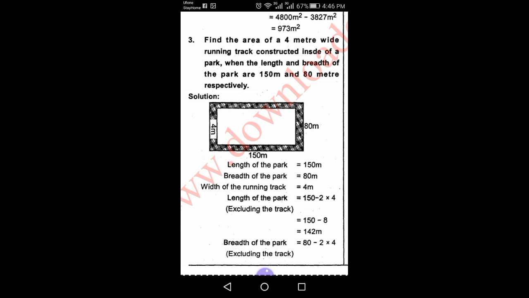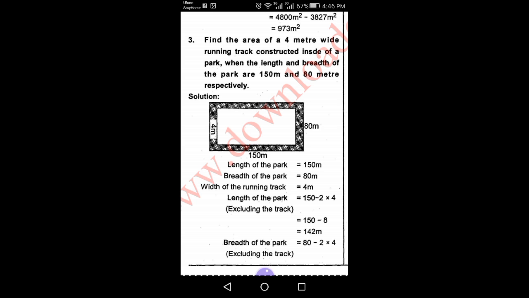This is the rectangular shaped park whose length is 150 meter and breadth is 80 meter, and the running track which is around the park has a width of 4 meter. Now solve this question. Firstly, we put the given values: length of the park 150 meter, breadth of the park 80 meter, width of the running track is 4 meter.